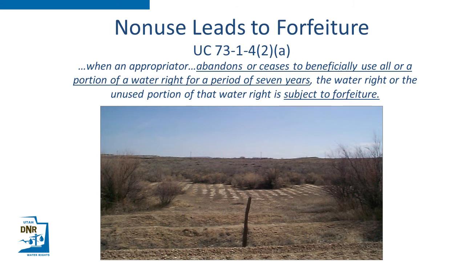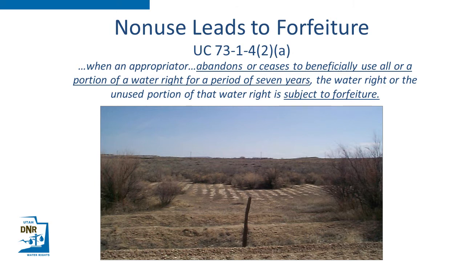The definition of forfeiture comes from Section 73-1-4 of Utah Code, which is sometimes interpreted as use it or lose it. A water right is subject to forfeiture if it hasn't been used for a period of 7 consecutive years. This means you can use it for 1 year, then not for 6, and then use it again, and that water right wouldn't be subject to forfeiture, but you'd have to have evidence showing that it had been used at least once in that 7-year period.